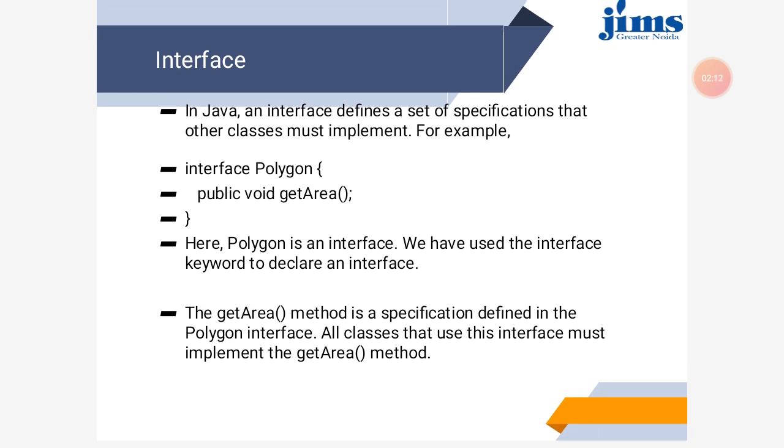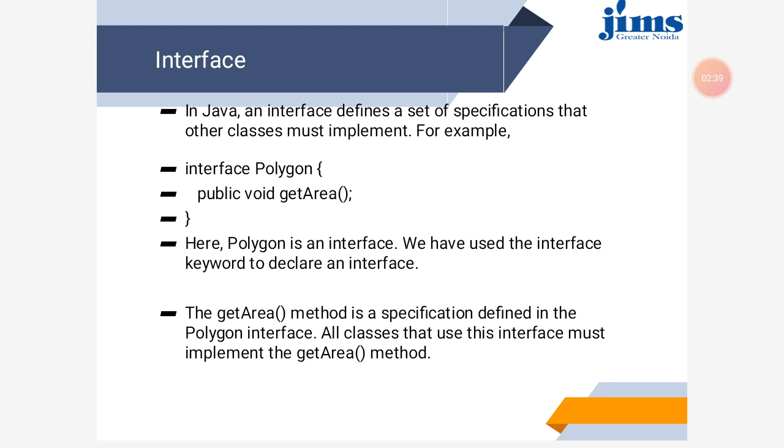So how do we define interface? In Java, an interface defines a set of specifications that other classes must implement. Meaning, only declarations will be in the interface, and the classes which want to use these interfaces will implement all the methods mentioned in the interface.